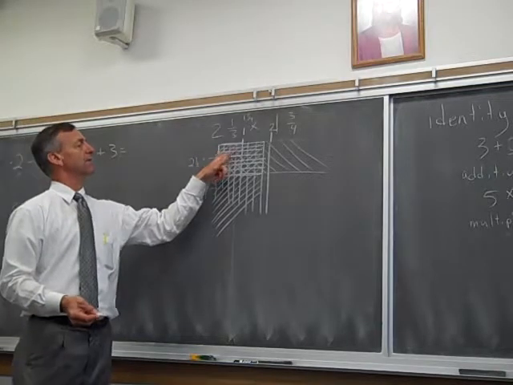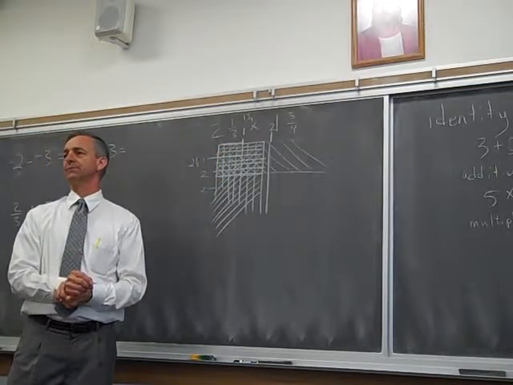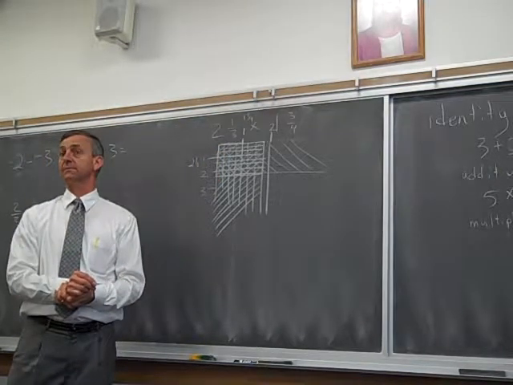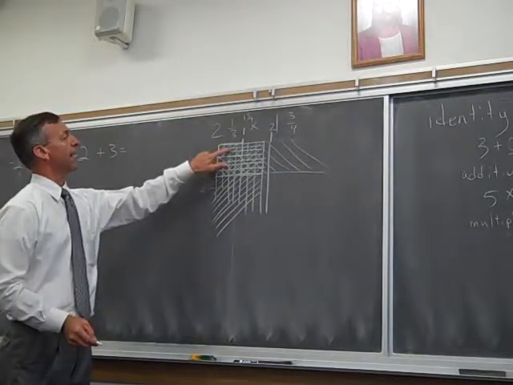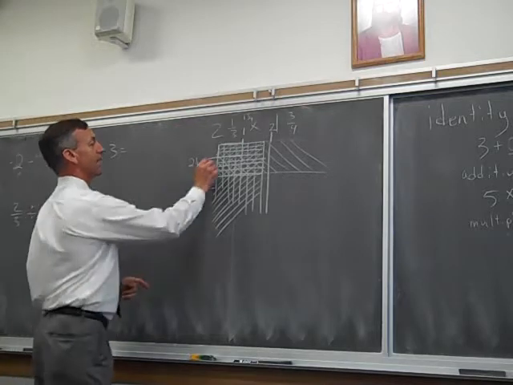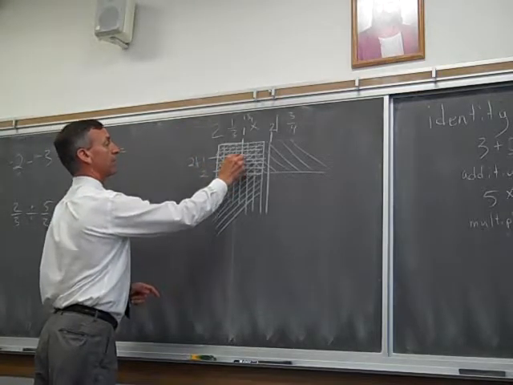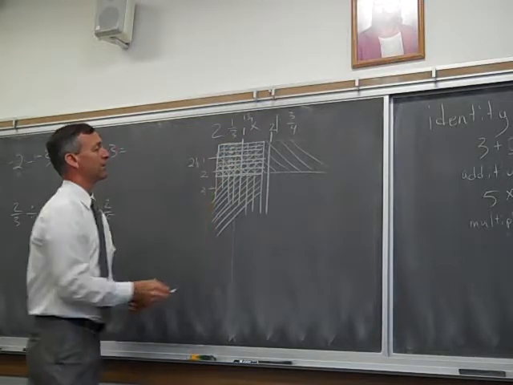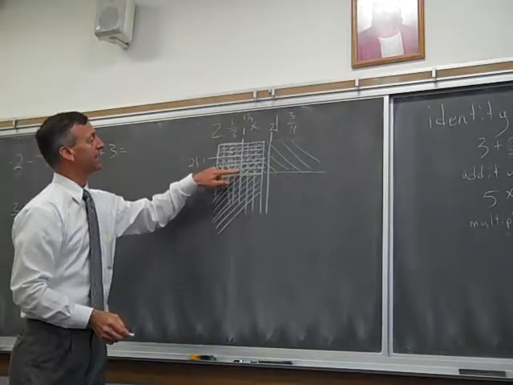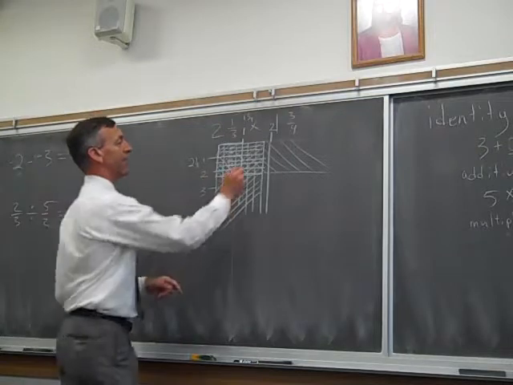But how many little squares are inside there? 12. So I have 12 twelfths here. Here is another 12 twelfths. So I've got one whole right here. Here's 2 wholes. And then I've got this little bit outside of here and this little bit outside of here, right?